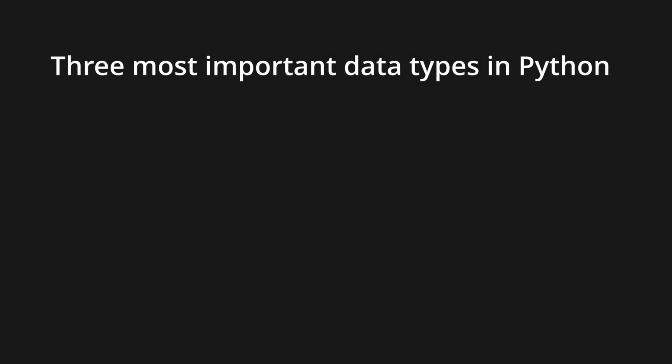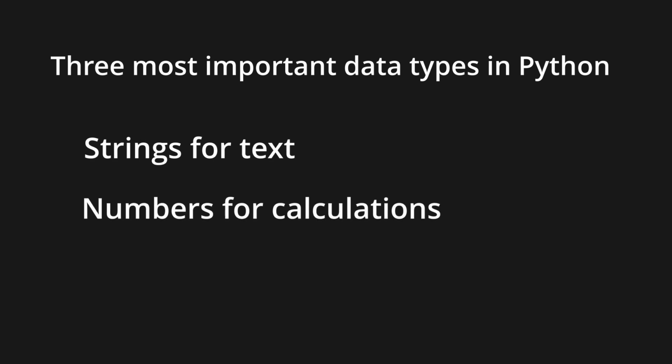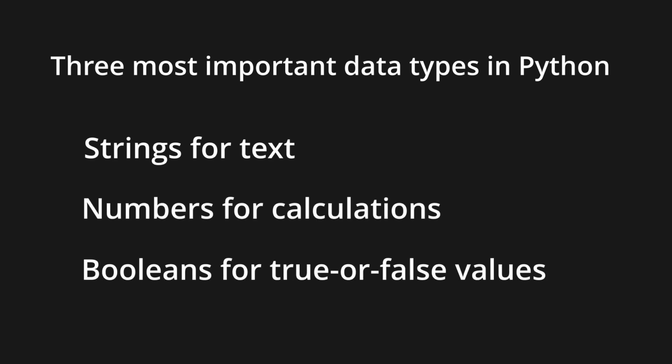We now have the three most important data types in Python: strings for text, numbers for calculations, and Booleans for true or false values. These are the building blocks for almost every Python program you'll ever write.